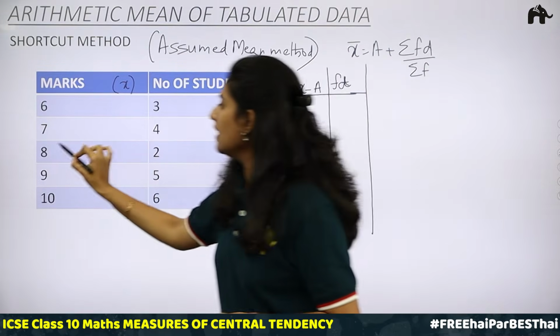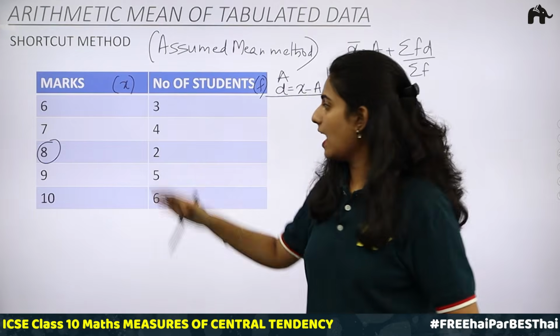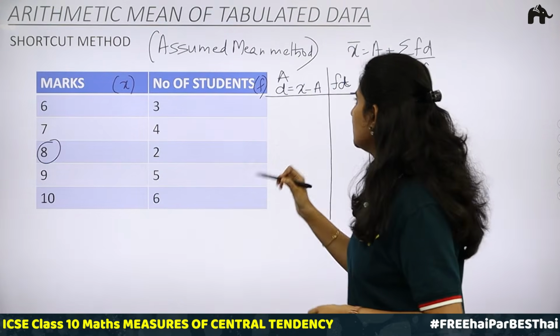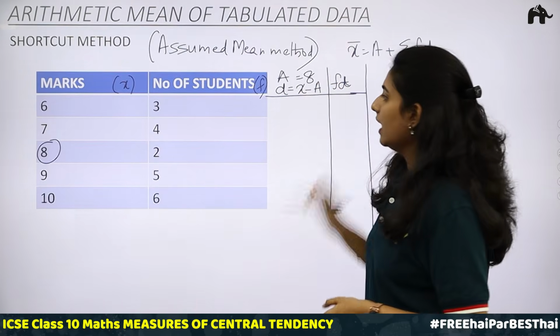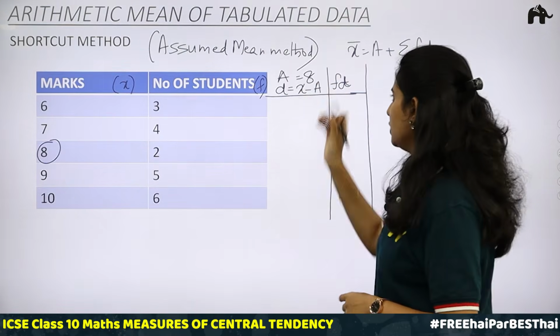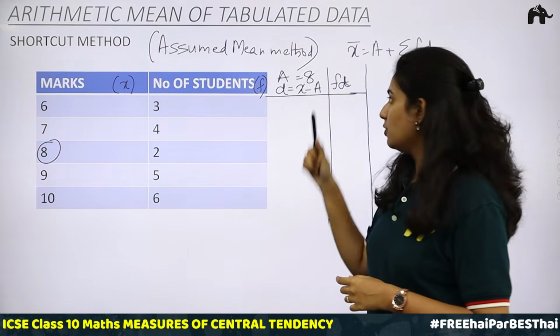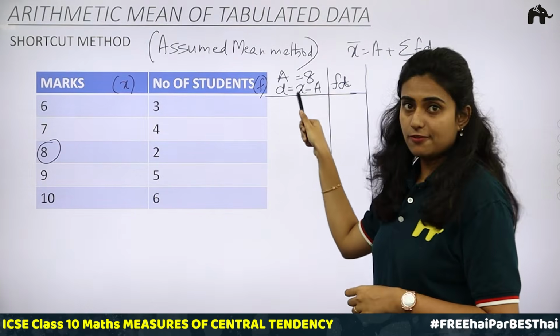If I choose 8 as the assumed mean, I have 2 values above it and 2 values below it. Okay, here we are taking 8 as the assumed mean. Assumed mean A is equal to 8. Now we have to find the deviation D. How to find deviation? We have to subtract A from x.